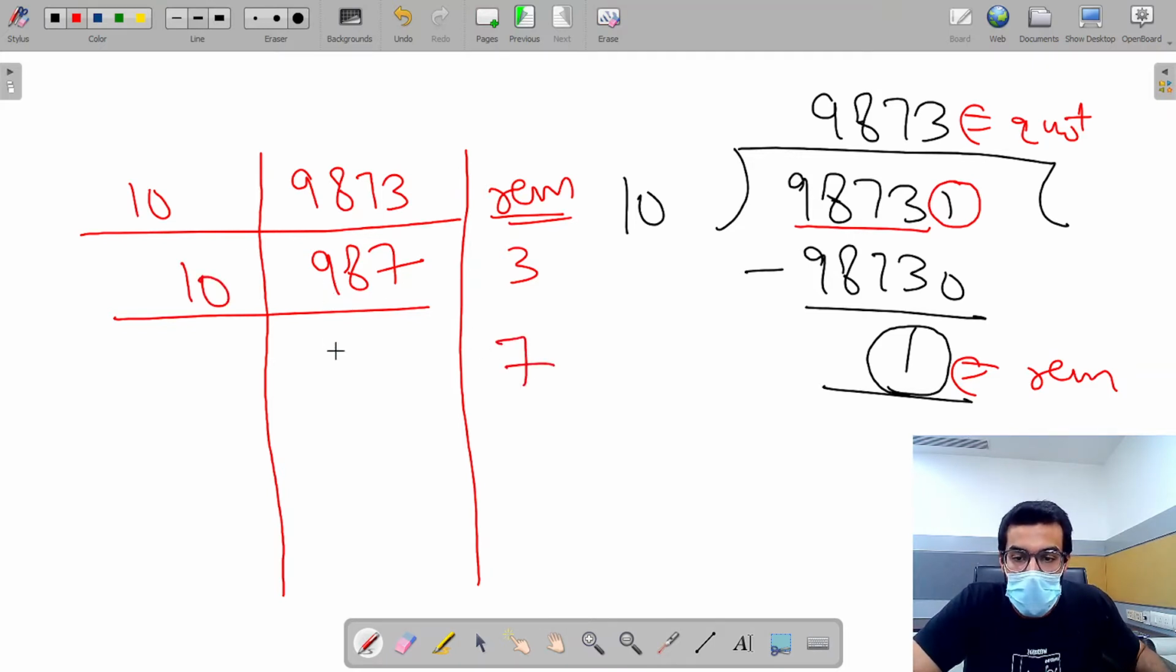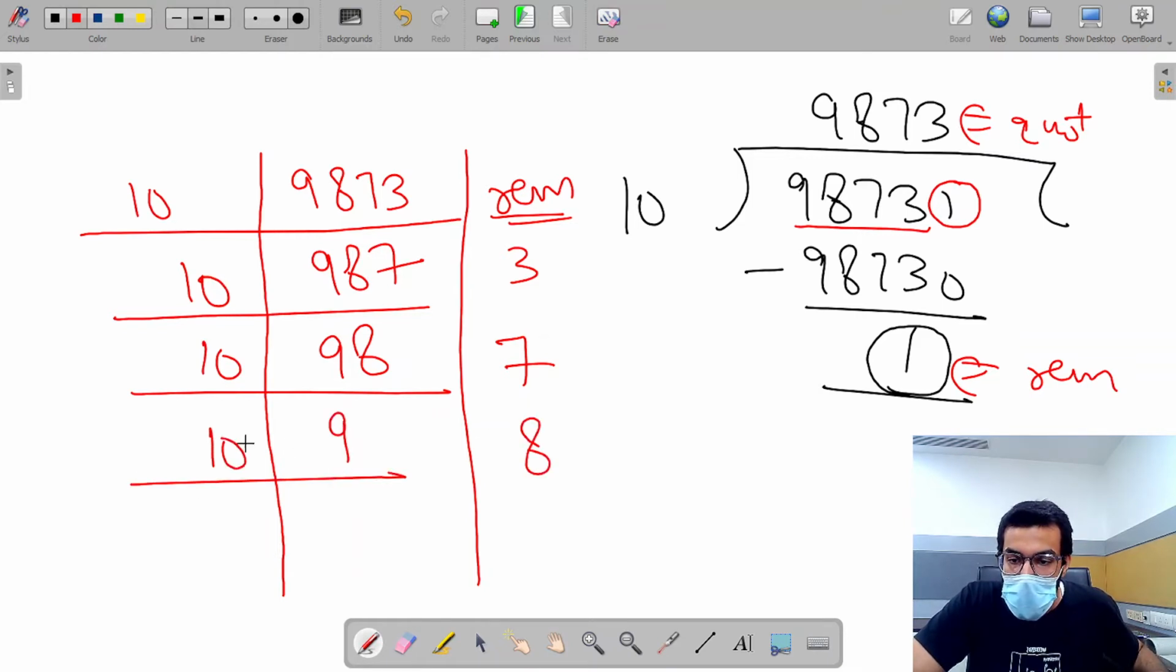The remainder will be the last digit and the remaining digits become the quotient, which becomes the dividend for the next step. Again dividing by 10, the remainder will be 8 and the quotient is 9. Again dividing by 10, the remainder will be the last digit and the quotient will be the rest of the digits. Since there is no digit left, the quotient will be 0.